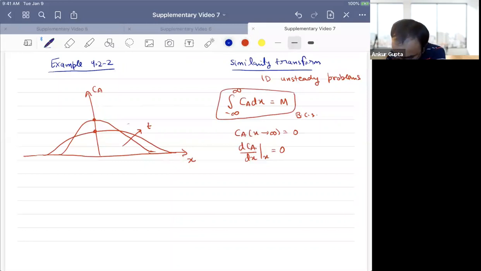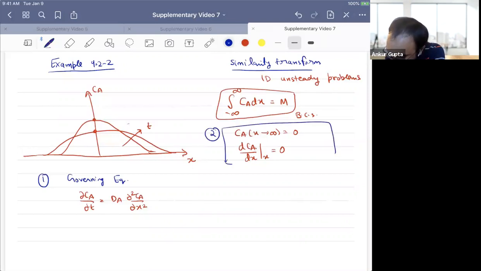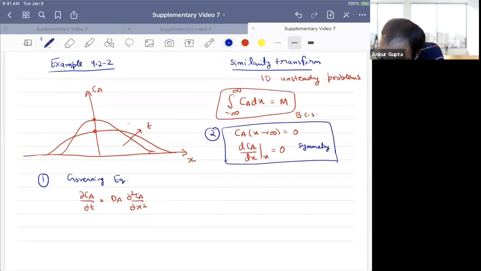So first thing we want to do is write the governing equation. The governing equation in this problem is del Ca by del t equals D_A del square Ca by del x square. This is because it's only a function of space and time, and there is no reaction. And the boundary conditions: at x equal to infinity, the concentration is 0, because it can never really reach infinity if we start with some solute, and at x equal to 0, it is symmetry. The initial condition is not there, and this kind of becomes like a proxy initial condition.